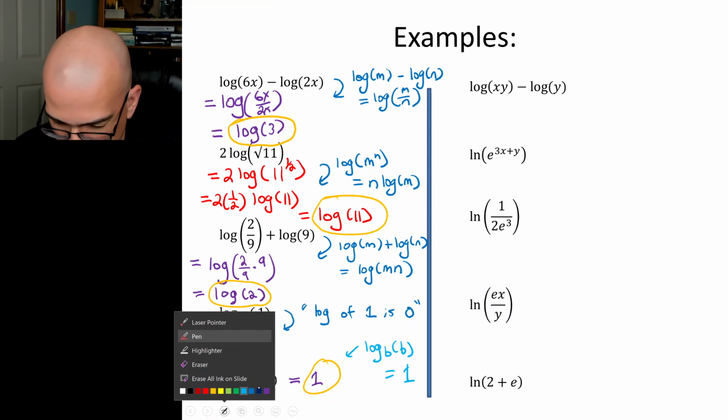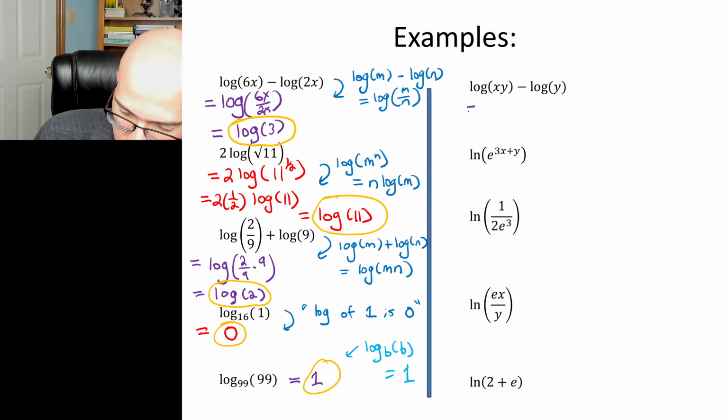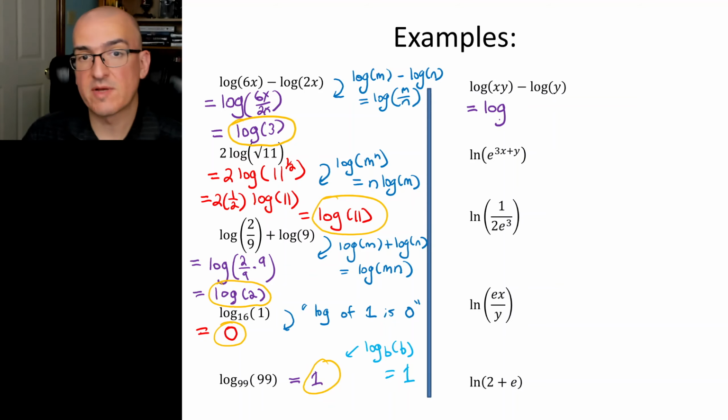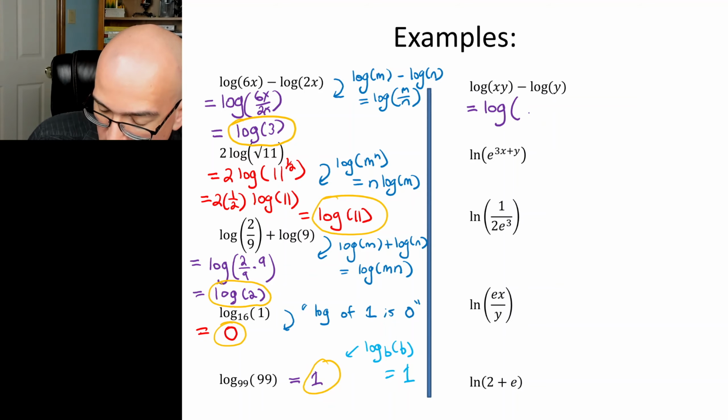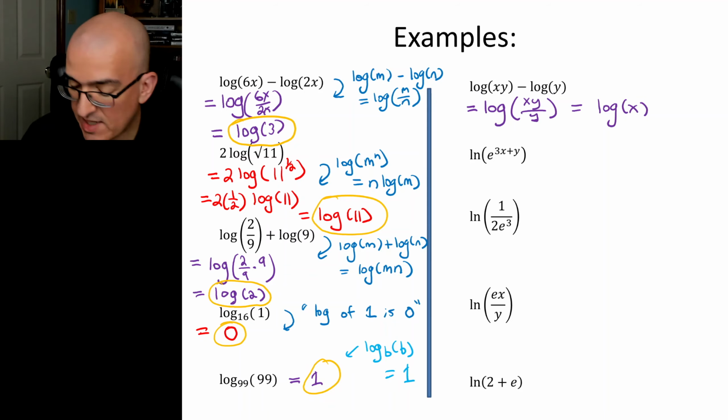Okay, next one, x's and y's. Don't be afraid of x's and y's. We're going to use that log property that says log of something minus log of something else is a log of the division. Log of xy divided by y, which is log of x. The y's cancel.